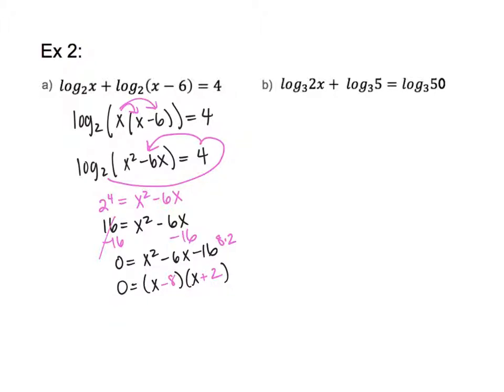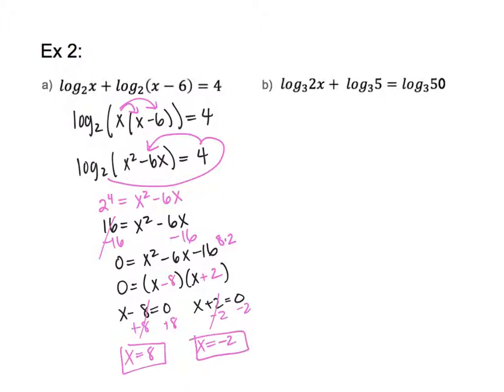Let's see if that works. Negative 8 plus positive 2 does give me negative 6. So this looks like the right factors. Now I'm going to set the factors equal to 0 and solve for x. If I add 8 to both sides, x is equal to 8. Boom, that's one of my answers. Subtract 2 on this side, x is equal to negative 2. And that's my other answer.